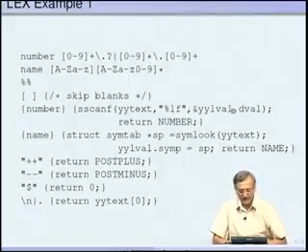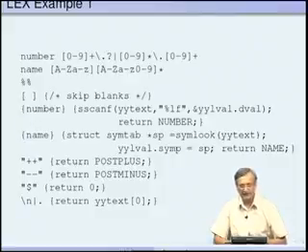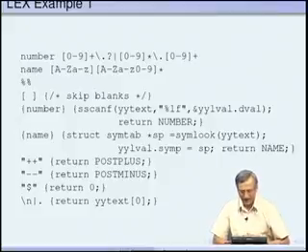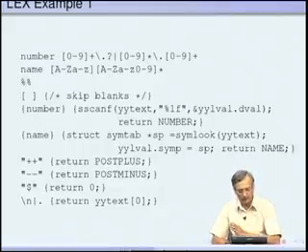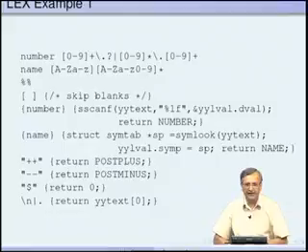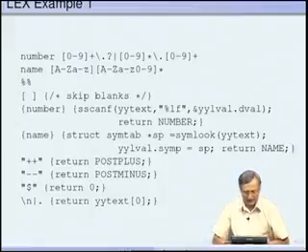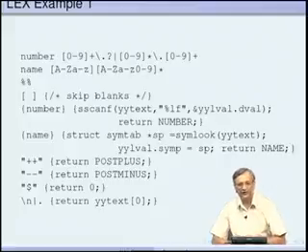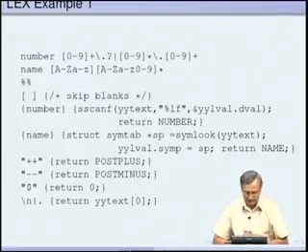YYLVal is a variable which is generated by Lex. It is already known to us and it is understood by Lex as well. And this YYLVal is principally used to transfer the values from the lexical analyzer to the parser. For example, here we are reading a number, and later in the parser for expressions we will use the value of this particular number. How do we communicate the value from the lexical analyzer to the parser? That is through the variable YYLVal.